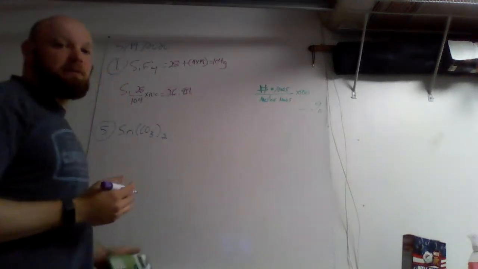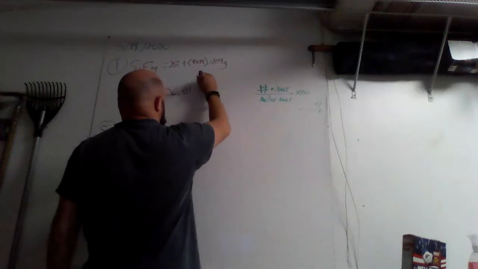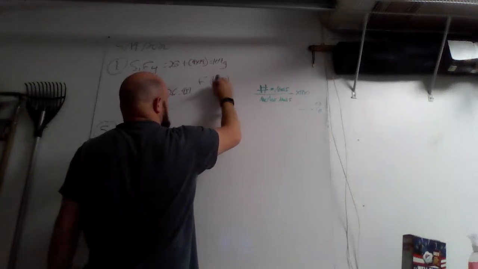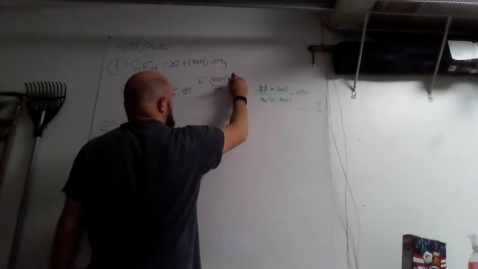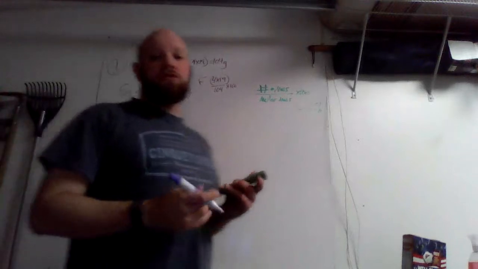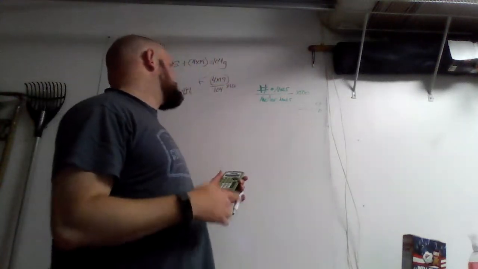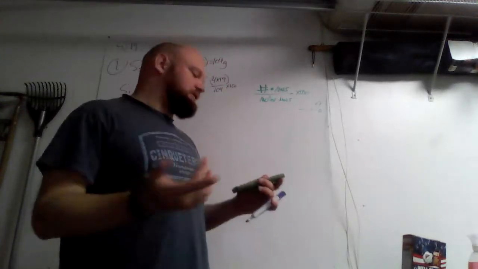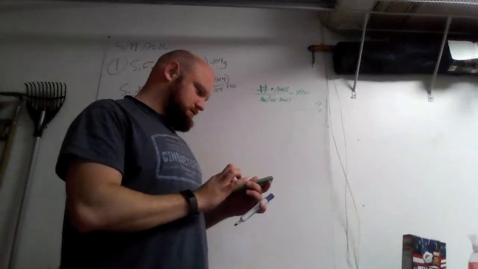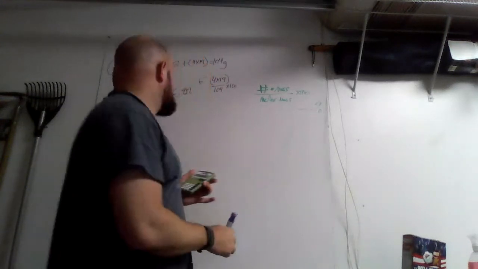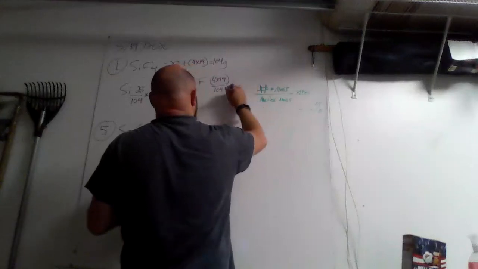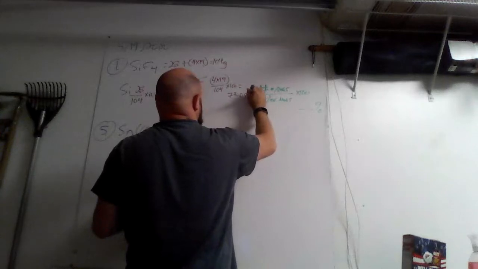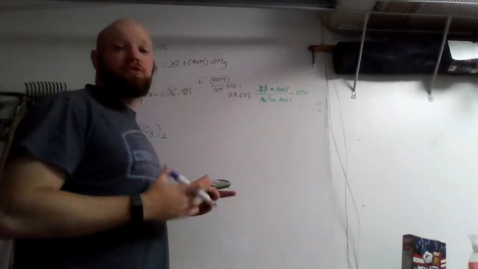Now I'm going to look at F. So I have 4 times 19 over 104 times 100. Now, if you want to, you can choose to do 4 times 19 and say 76 over 104. That doesn't matter. It all comes out the same. So for this, I'm going to get 73.08%.